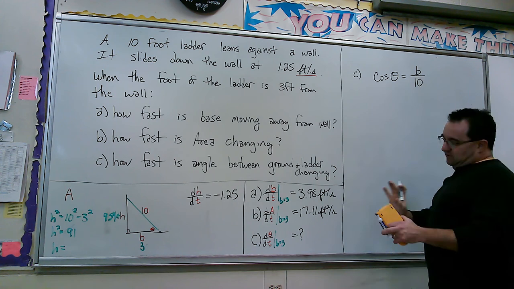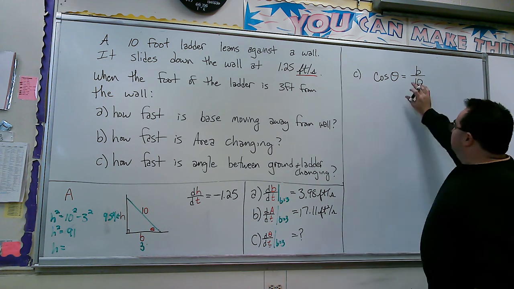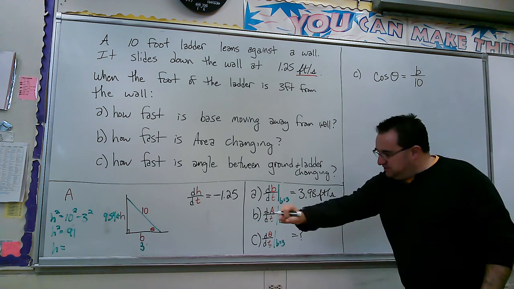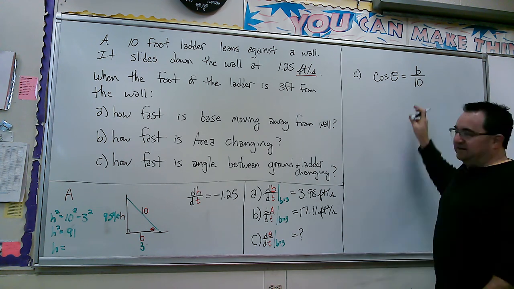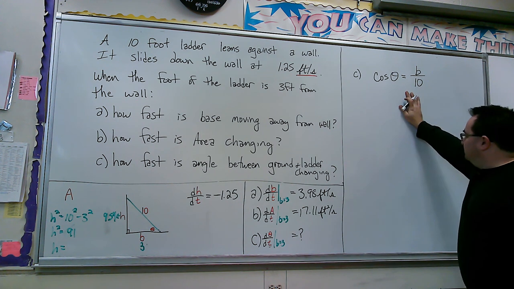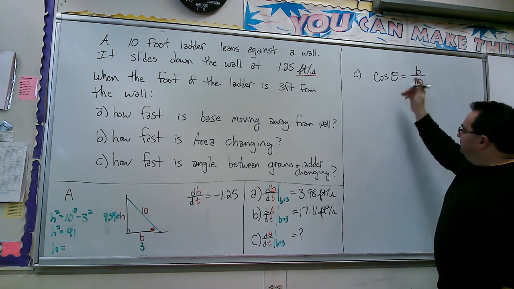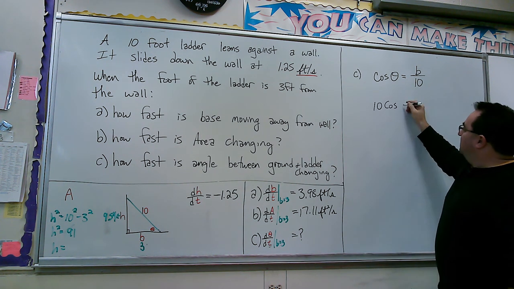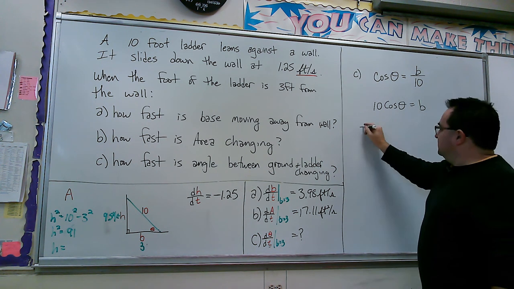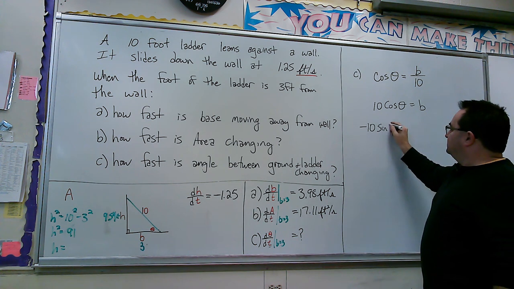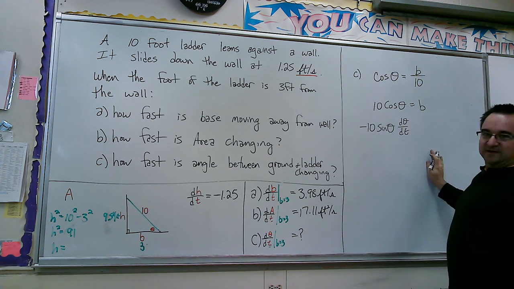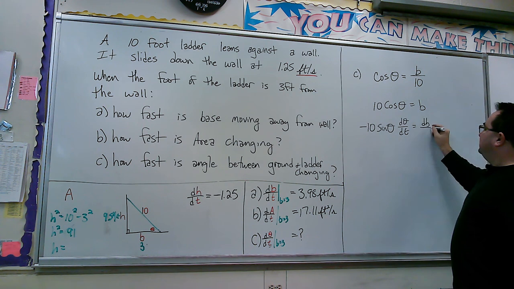adjacent over hypotenuse. I don't want to put those numbers in because remember, theta is changing, the base is changing. I don't plug in numbers for these things until after I do the derivative. So first I've got to get an equation. I would multiply both sides by 10 here, just because it's convenient. Now I'm going to do the derivative. So this is going to be negative 10 sine theta, and a lot of people trip up here. d theta/dt, because that's implicit, equals dB/dt.